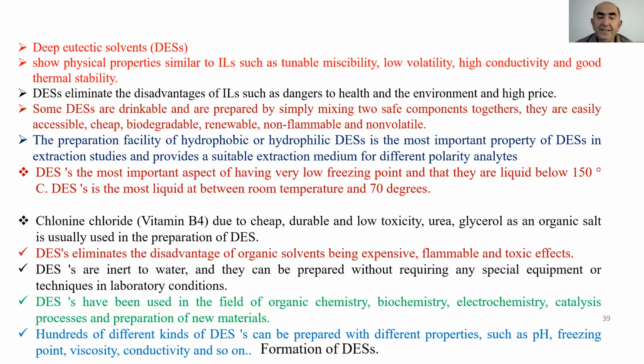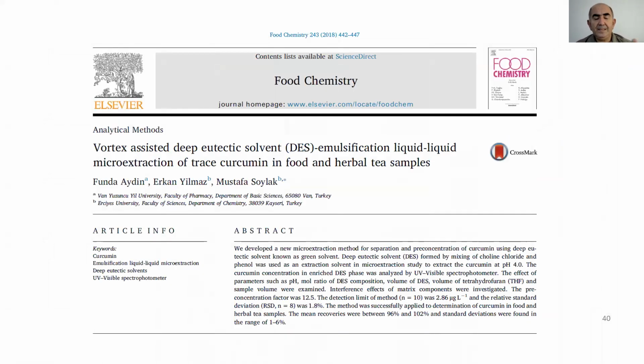And they have, again, two parts, mainly choline chloride, vitamin B4, as one part of deep eutectic solvents. The other part, you can select from different kinds of materials. Their most important aspect is having a very low freezing point, and they are liquid below 150 centigrade degrees, and mostly liquid between room temperature and 70 degrees.